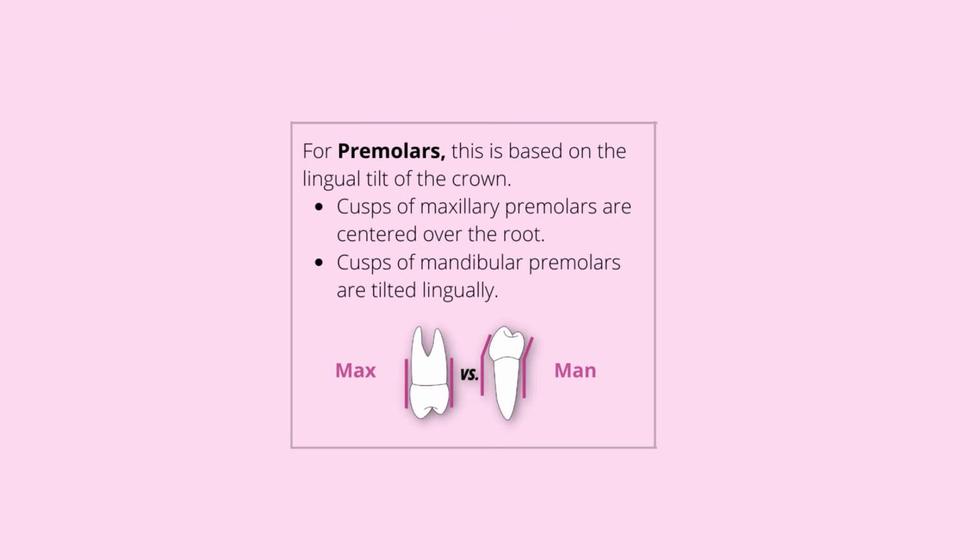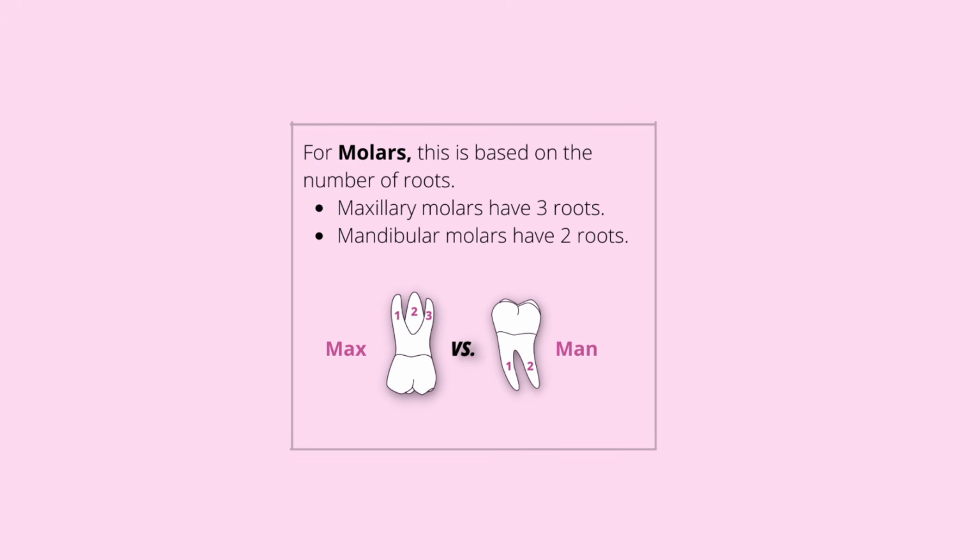For the premolars, to determine maxillary versus mandibular, you're going to look for a tilt to the crown. If you look at a premolar from the proximal, you'll see for the maxillary premolars, the cusps are centered over the root. There is no tilting to the crown. For the mandibular premolars, the cusps are tilted lingually. There's a tilt to the crown. Cusps are not centered over the root. They're tilted lingually. For molars, to determine if it's a maxillary or mandibular molar, you're going to look at the number of roots. Maxillary molars have 3 roots. Mandibular molars have 2 roots.